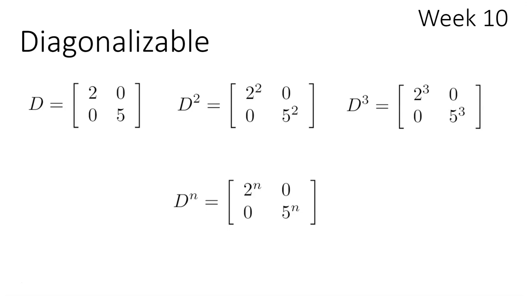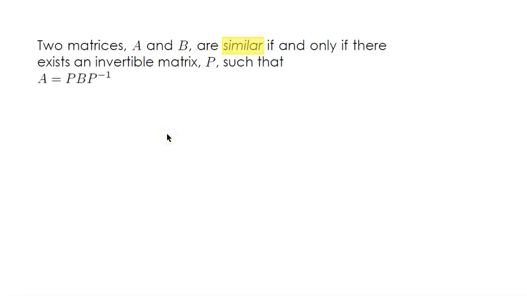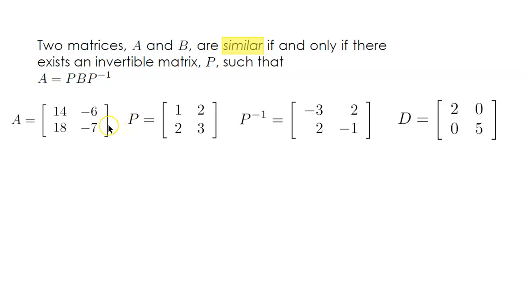So when can a matrix be diagonalizable? And what does it mean to be diagonalizable? Well, first I need a definition. Always definition. So two matrices, A and B, are similar if and only if there exists an invertible matrix P such that A equals PBP inverse. So let's look at this example. If A is equal to this matrix, B is this, P is this one, and D is that one, you will see that A and D are similar. I'll let you do the calculations.